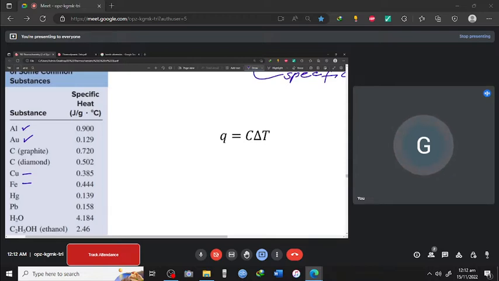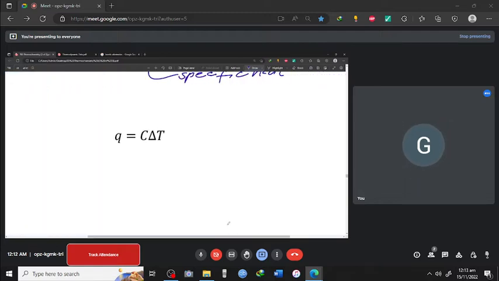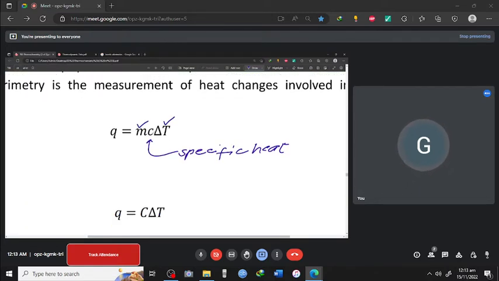Kasi mas kaya nilang i-maintain yung heat pag nasa heat source sila. Okay? So yun yung definition natin ng specific heat. Pag mas mataas yung specific heat ng isang material, mas matagal siyang lumamig. Yun lang yung ibig sabihin nun, no? So, that is your letter c there. That is specific heat. Okay?